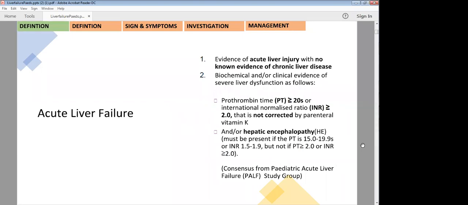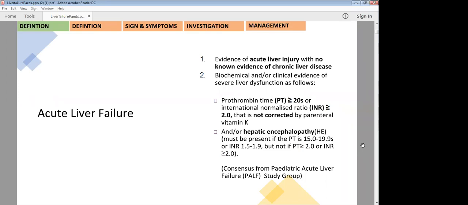Acute liver failure is defined as evidence of acute liver injury with no known chronic liver disease in the past or current diagnosis. Secondly, it must be supported by biochemical and clinical evidence of severe liver dysfunction, which are first, uncorrected coagulopathy, evident by prothrombin time more than 20 seconds or international normalized ratio INR 2 or more, even after administration of parenteral vitamin K. Thirdly, hepatic encephalopathy must be present if the PT is more than 15 to 19.9 seconds or INR 1.5 to 1.9. This is from the pediatric protocol.